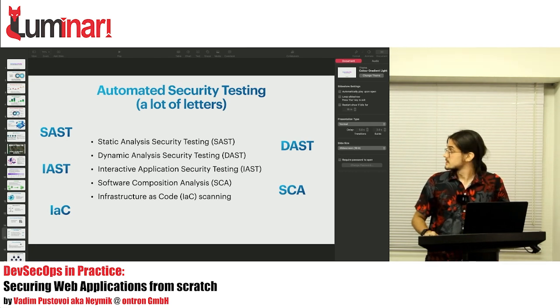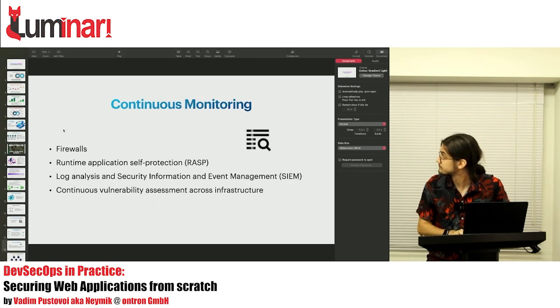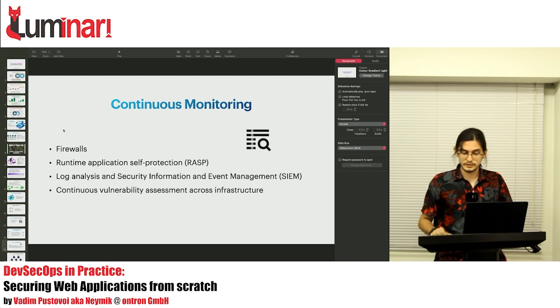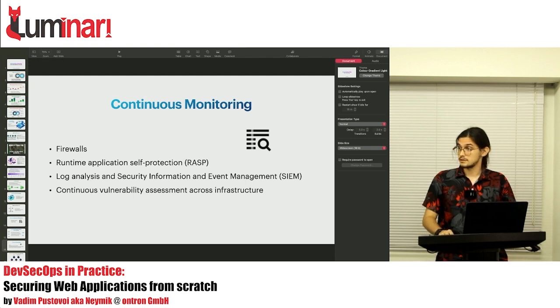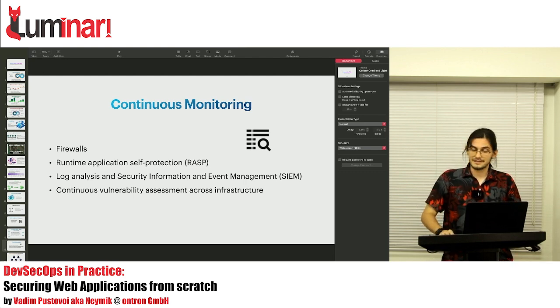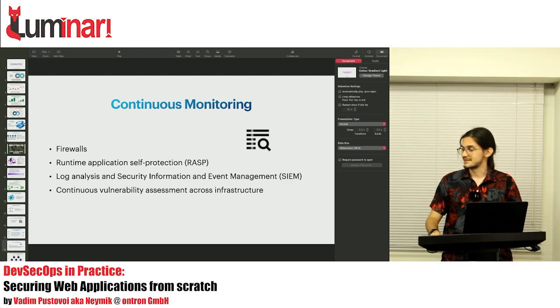Let's dive in next. Continuous monitoring. Your application needs to be monitored continuously. I'd say the CI/CD, CM. So monitoring will also be a big part of that system.